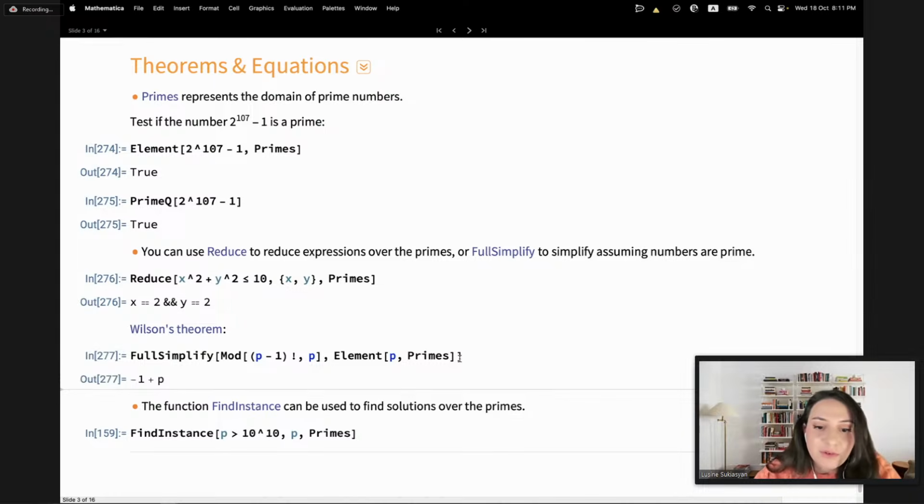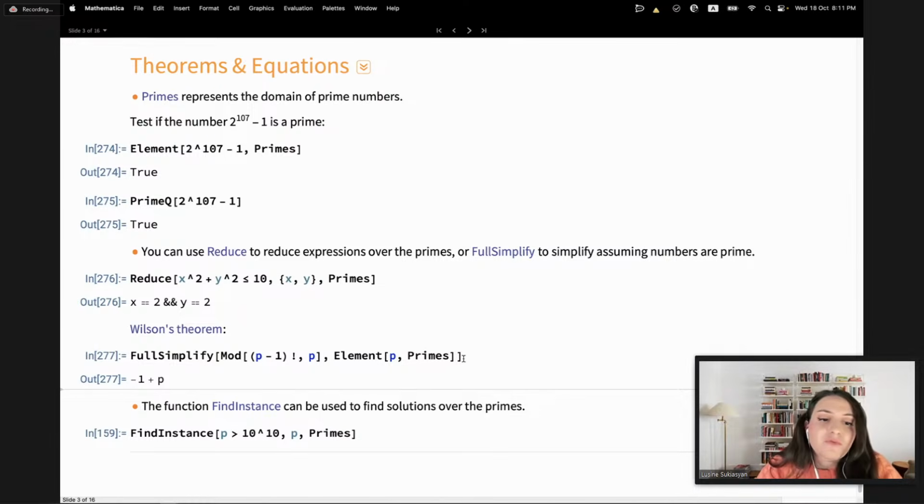And this is actually a very, very famous result. That is called Wilson's theorem. You can read about it on the internet. This is a very famous result. And here you see that the symbolic capabilities in the Wolfram Language are quite strong, really.